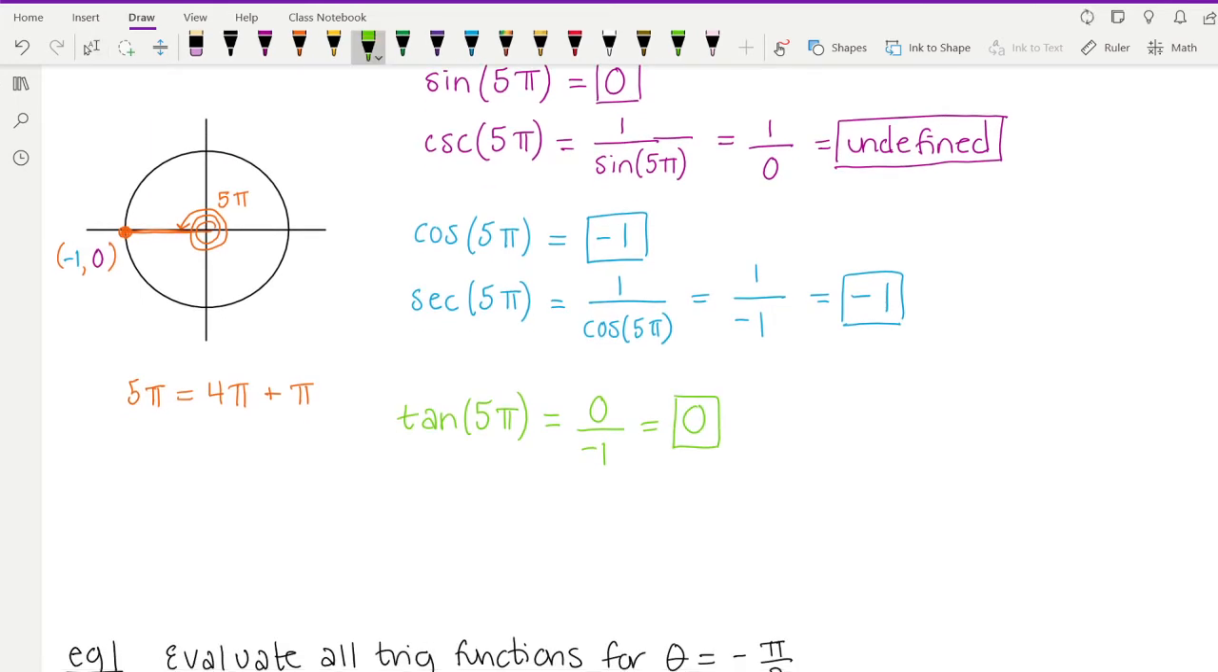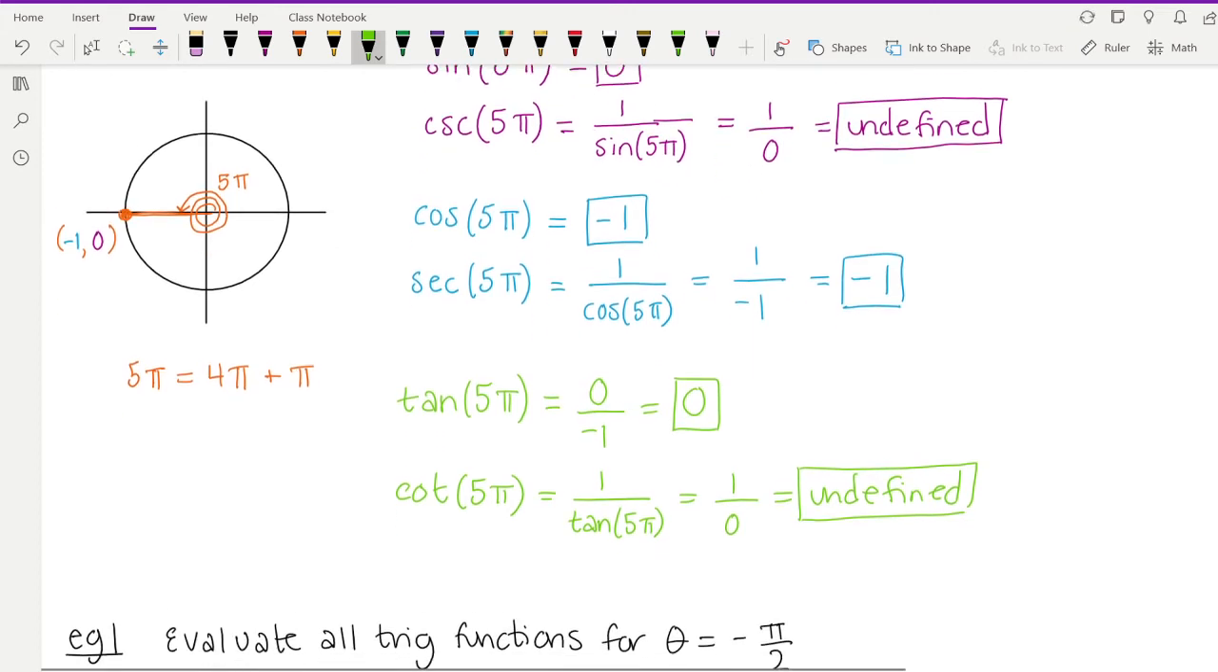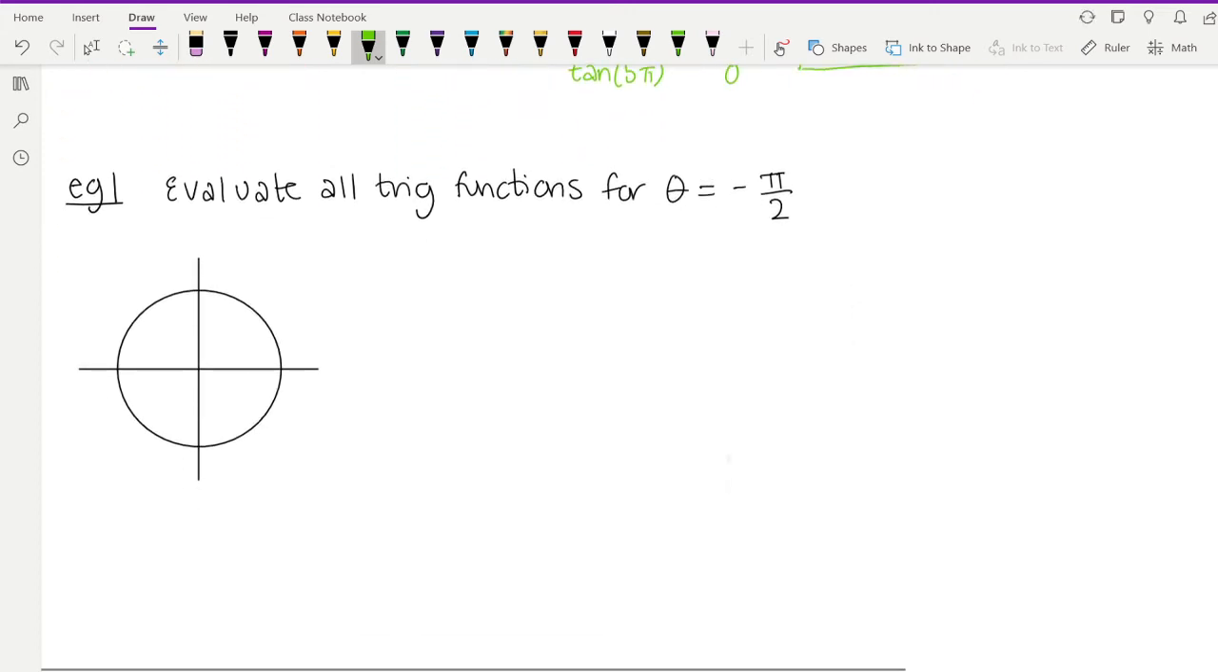And so now we can see that cotangent is also going to be undefined, right? Because cotangent is supposed to be the reciprocal of tangent. And so 1 over 0 is undefined. So basically, I'm showing you this example to demonstrate that for the reciprocal trig functions, all three of them can be undefined at certain parts of the unit circle. And so we'll see another example kind of like that here as well.